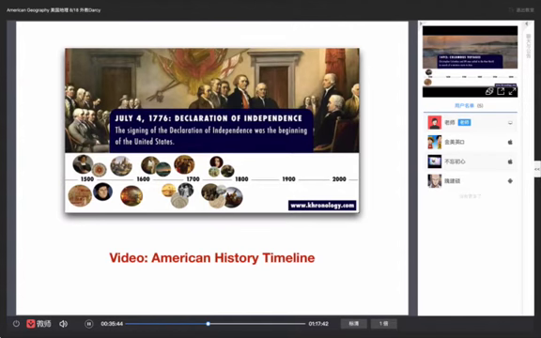So here we see in 1492, Christopher Columbus sailed to the New World in search of a western route to Asia.